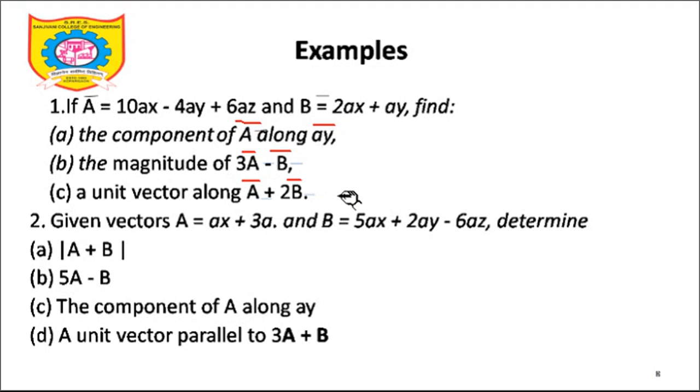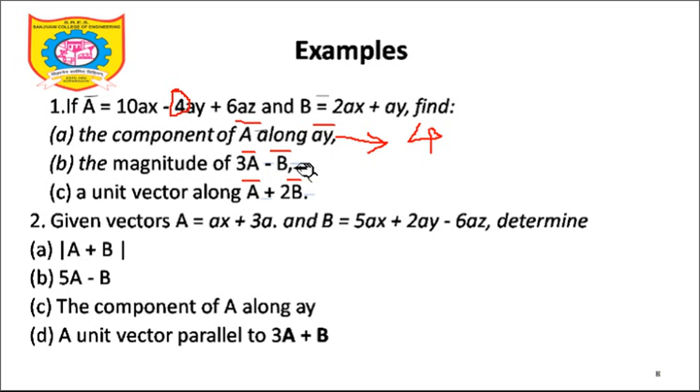I need to find the component of capital A bar along ay bar. So capital A bar is 10ax bar plus 4ay bar plus 6az bar. So for the A bar component in the ay bar direction, you need to see just the coefficient of ay bar. This is your answer. So the component of A bar along ay bar is 4. That's it. Why is it 4? We have been asked to calculate the component of A bar along ay bar, so the answer is 4.